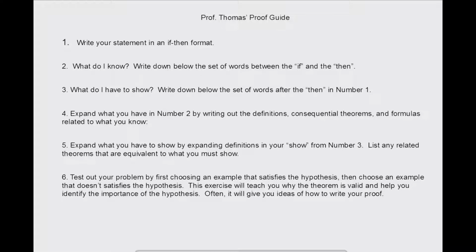The second and third step in this proofwriting guide is to explicitly state what you already know and what you already show. After this, you'll expand what you have for your know by writing out any relevant definitions, theorems, and formulas that relate to your know. Similarly, for your show, you'll expand what you've written and, again, expand any relevant theorems, formulas, definitions, etc.